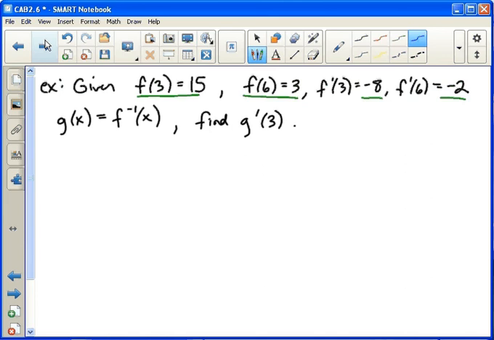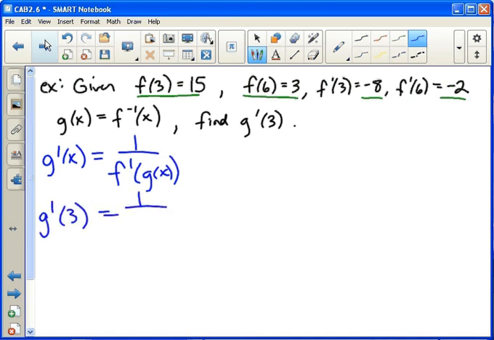So I use the formula we were given on that first slide, g prime of x equals 1 over f prime of g of x. And I'm told to plug in 3. So g prime of 3 equals 1 over f prime of g of 3. So my first step is to figure out what g of 3 would equal.